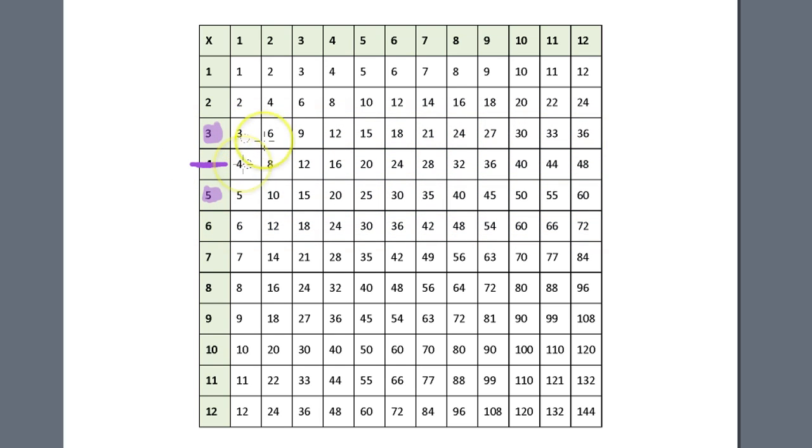Well, if you skip 3/5 here, it would be 6/10. 6/10 would be equivalent to 3/5. 9/15 would be equivalent to 3/5. All the way down to 36/60, equivalent to 3/5.